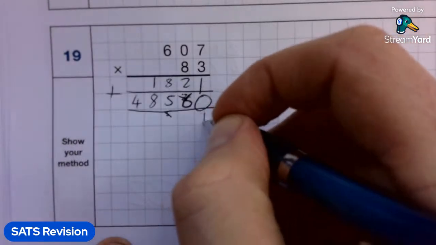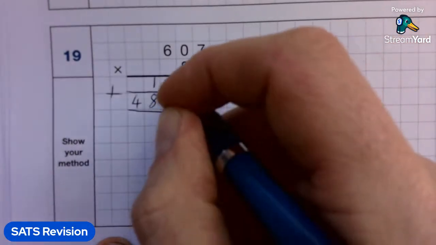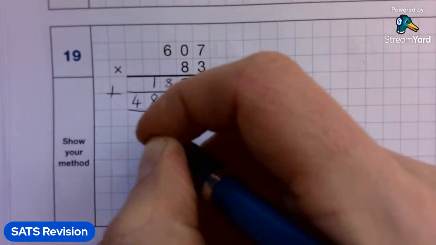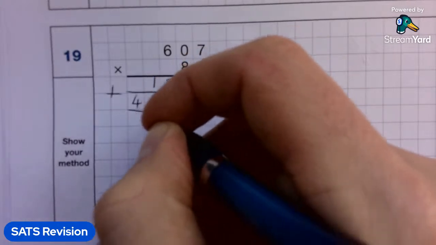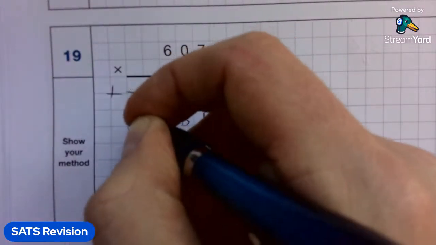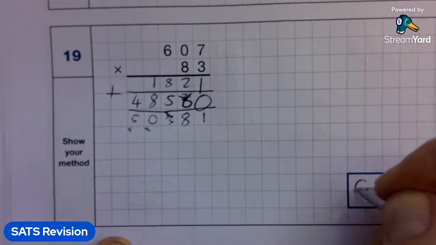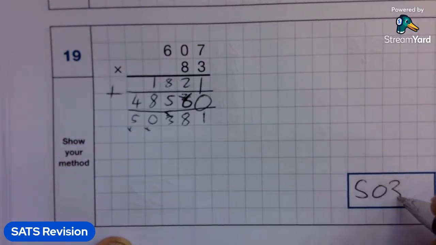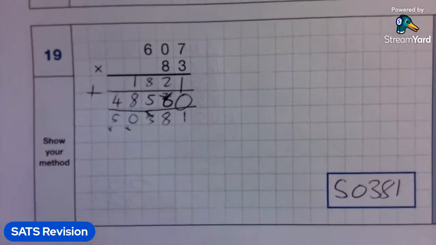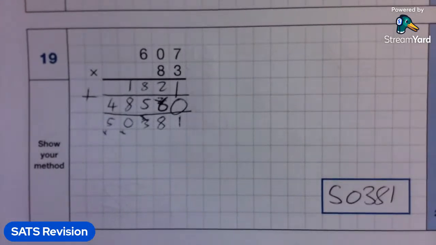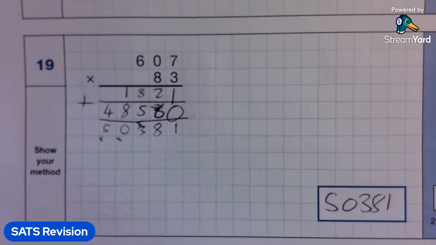And then we're going to add down. 1 plus 0 is 1. 2 plus 6 is 8. 8 plus 5 is 13. 1 plus 8 is 9. Add the 1 is 10. 4 add 1 is 5. So our final answer is 50,381. Yeah, quite a big number as our answer. Right, let's move on.